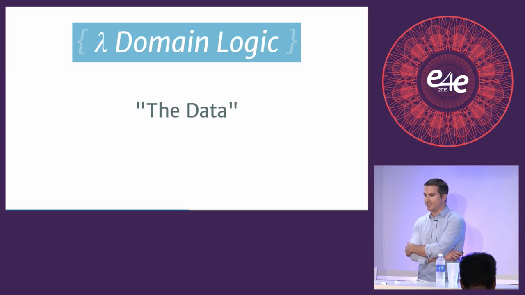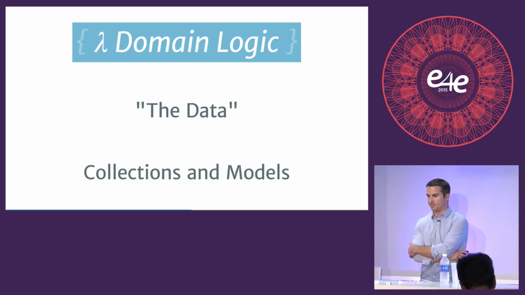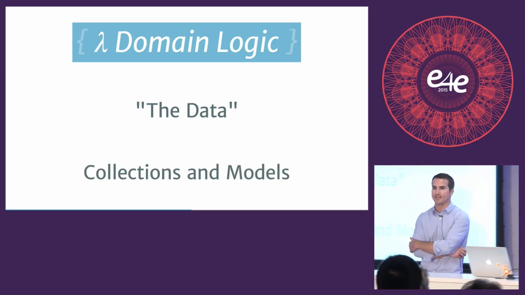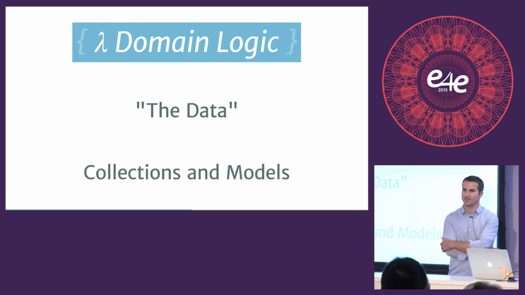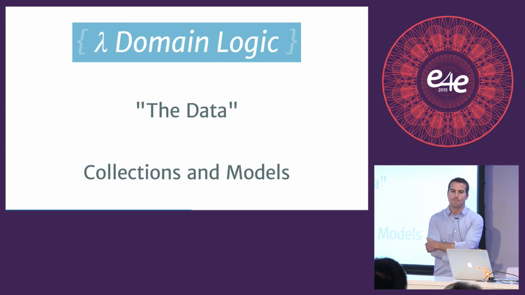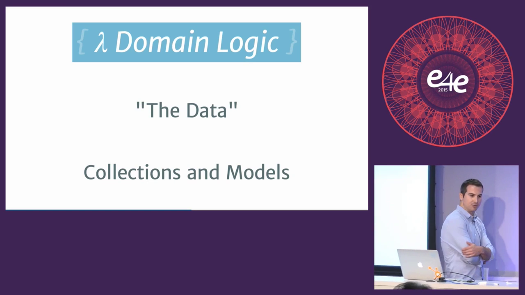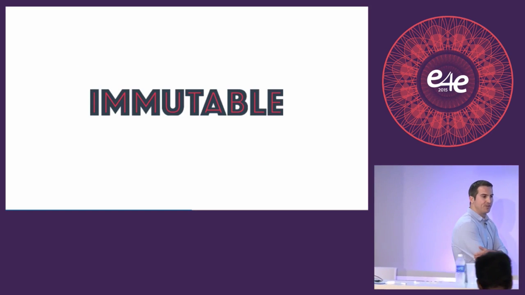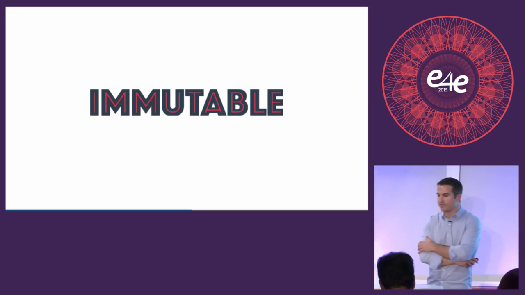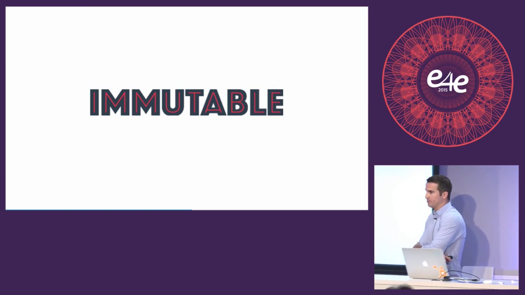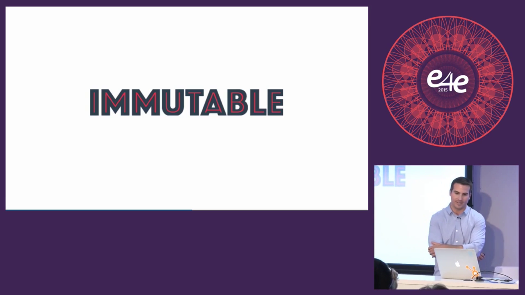So this is the data. This is all the data in your app. And we'll first talk about collections and models, and we'll talk about them in those terms because that's the easiest way to understand. I think it's fair to say that everyone understands collections and models when I say that. So when you think about that table, that is the collection, each row being a model. With only one caveat, in that all of the data has to be immutable. And you'll hear that throughout the presentation, and we'll find out why this is important later.